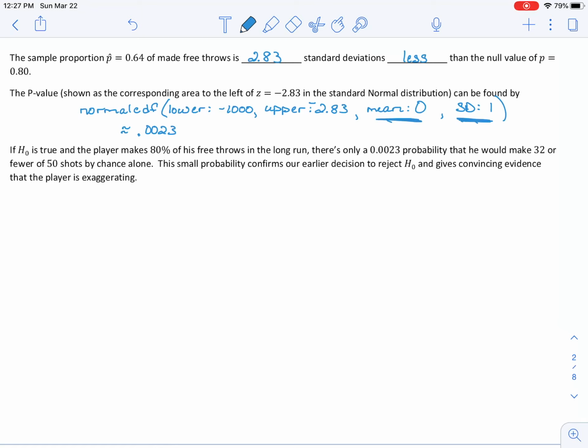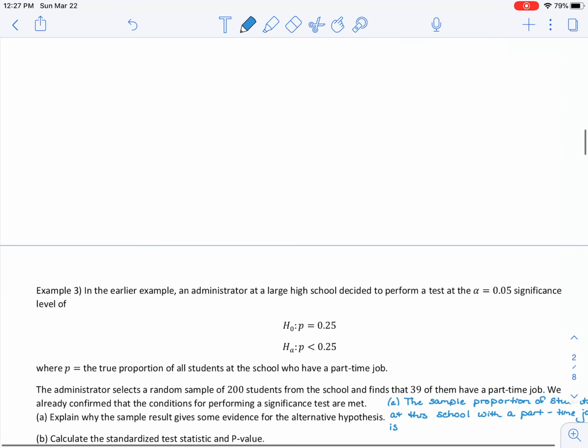So the small probability confirms our earlier decision to reject the null hypothesis. We have convincing evidence that that player is just exaggerating when he says that he's an 80% free throw shooter.